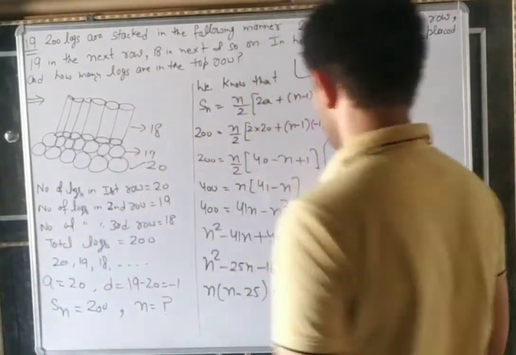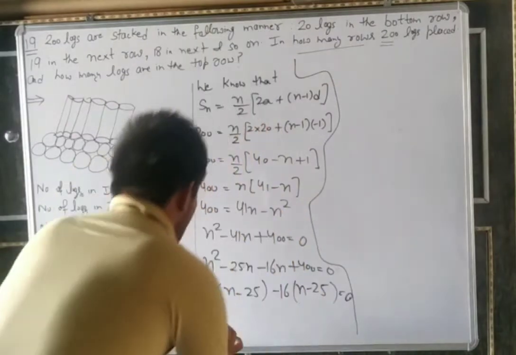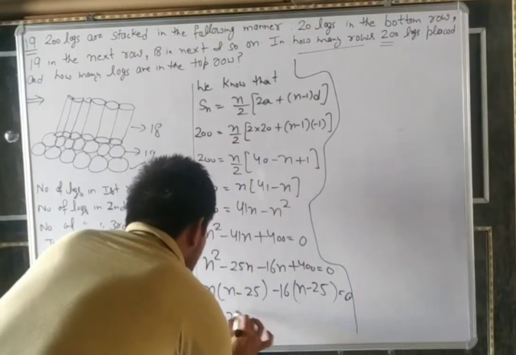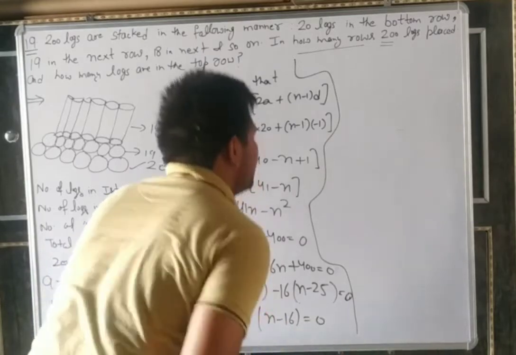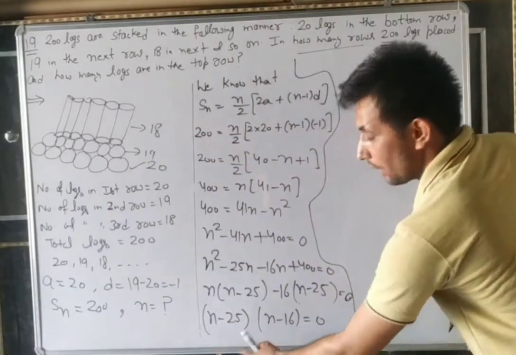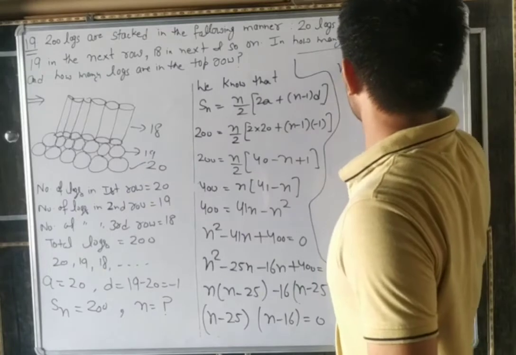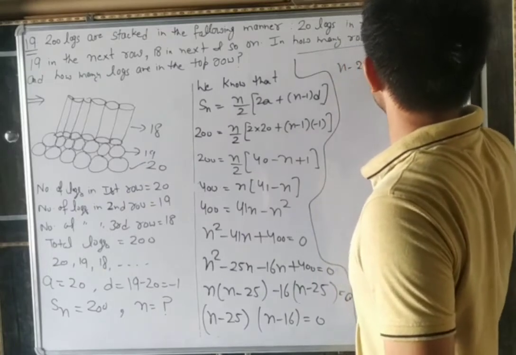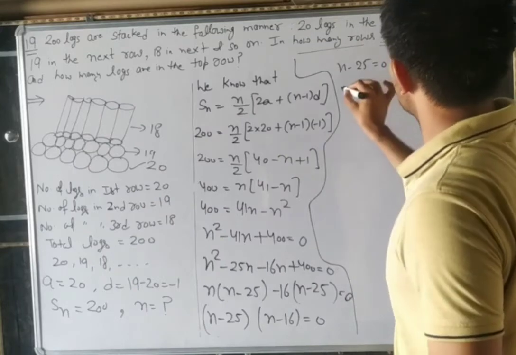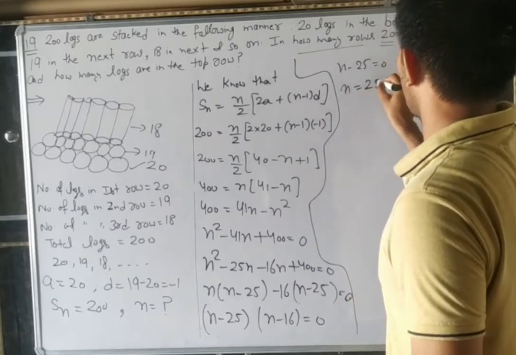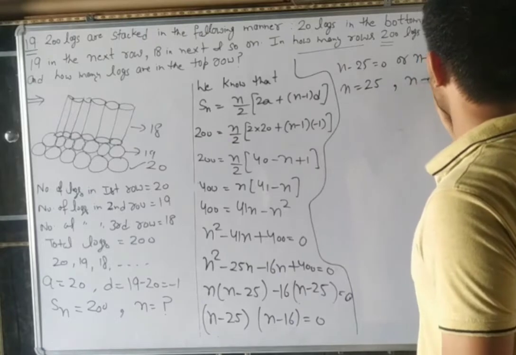Next, what is common? (n − 25)(n − 16) = 0. It means the product of two numbers is 0, so either the first is 0 or the second is 0. So n = 25 or n = 16.